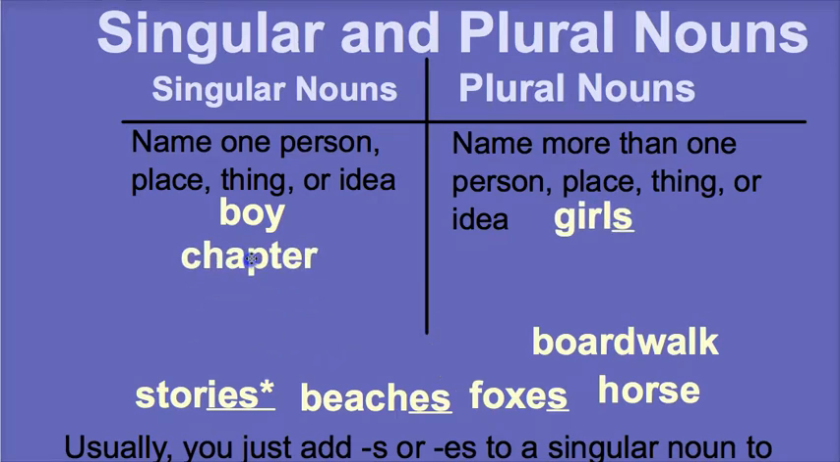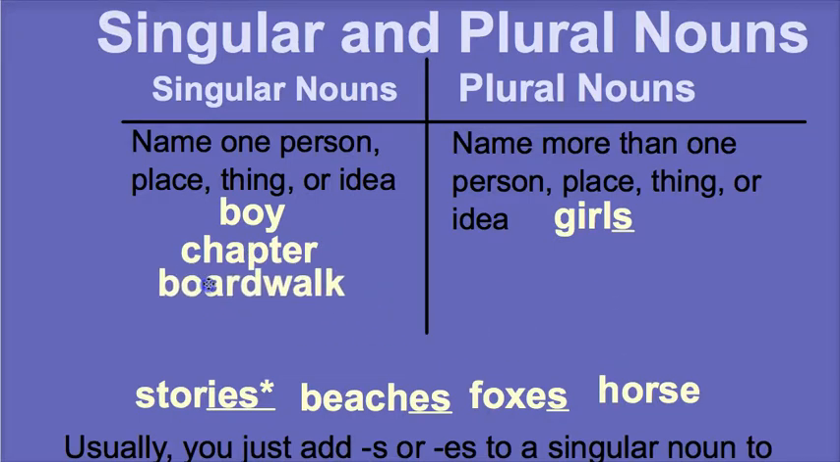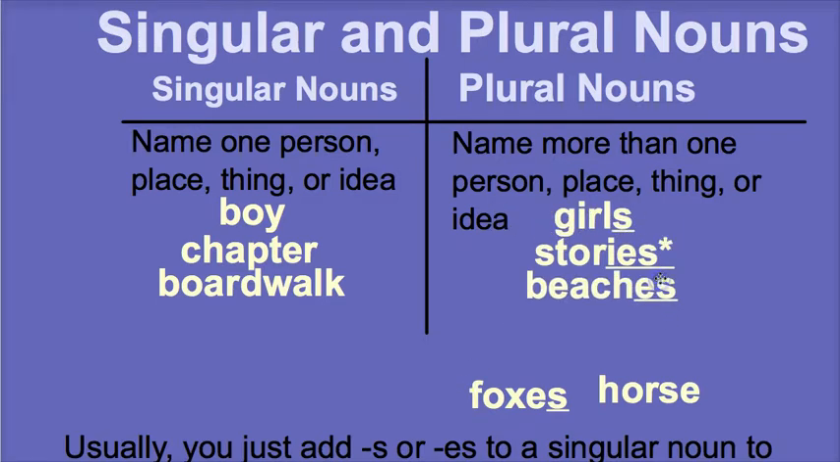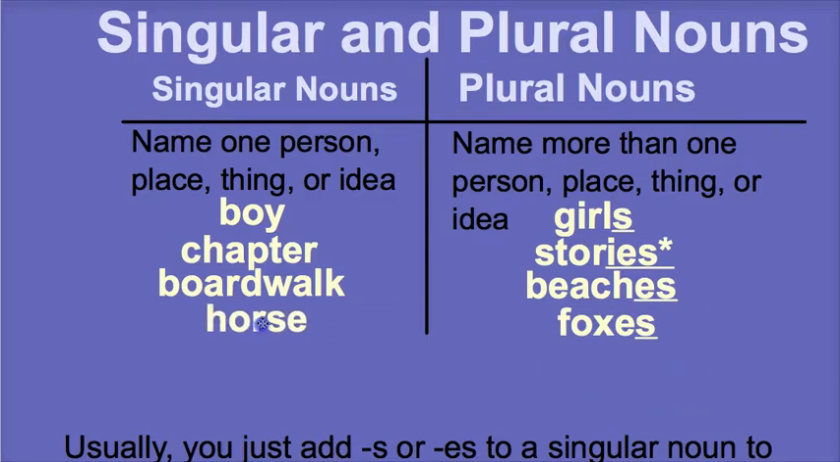The noun chapter is singular, one chapter. Boardwalk is also a singular noun. It's one boardwalk. Stories names more than one story. So we're going to put it over here with the plural nouns. And beaches names more than one beach. So it goes with the plural nouns. Foxes, same thing, more than one fox. And horse is going to go over here with the singular nouns. It names one horse.